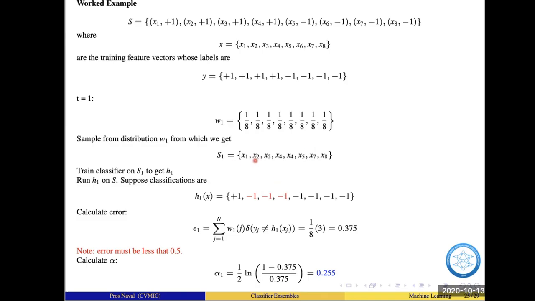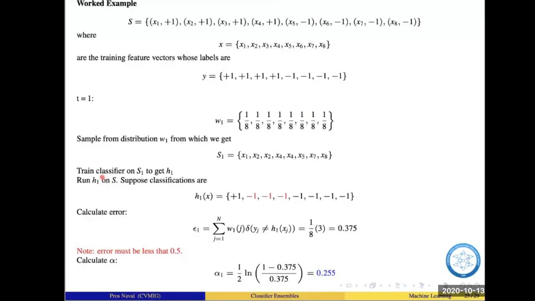Is this a valid sample? Yes. How about x3? Well, it wasn't chosen. How about x2? It appeared here twice, because it was chosen twice. It's still a valid sample from this distribution because we're sampling with replacement. Some will appear twice or more, and some will not even appear, like x6 in this particular case. So this is a valid sample from this distribution.